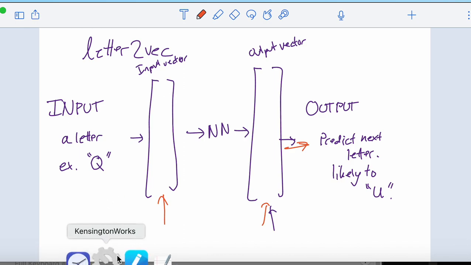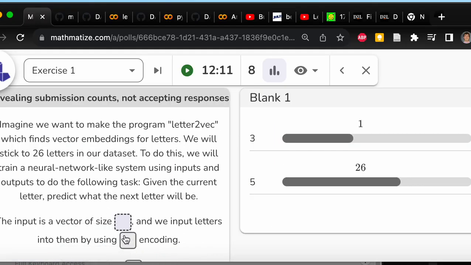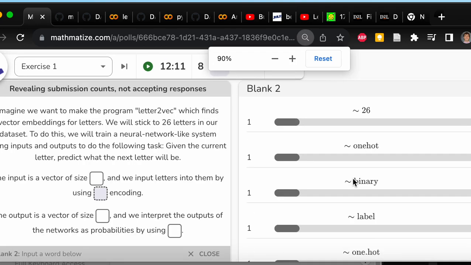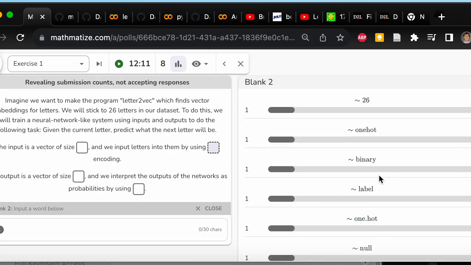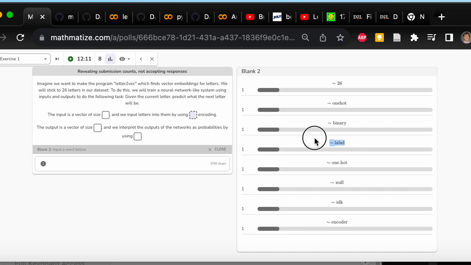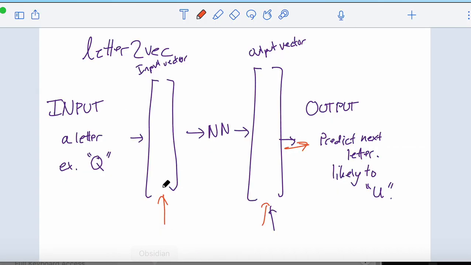I guess let's see what you wrote for the blank encoding, because that might give us a hint. The blank encoding, all right, this is great. So some people said 1 hot. So 1 hot. I don't know. It's a good answer. Label encoding. So one possibility. I think we've basically come up with 2 possibilities. This is really fantastic.